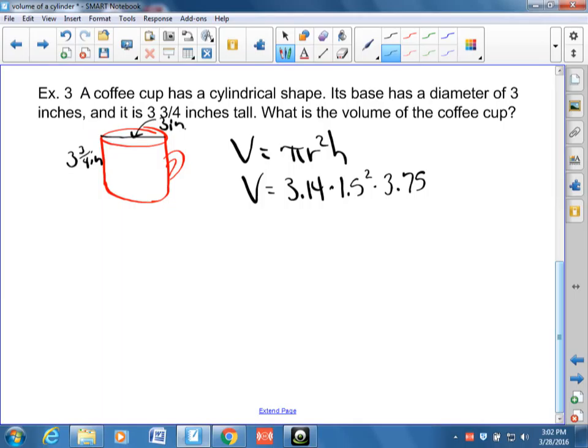So go ahead and calculate. I'll calculate that along with you. And we'll round. And so that'll be 26.5 cubic inches. The main thing is remembering your formula. If you've got your formula, I think that most of you will be very successful with this.